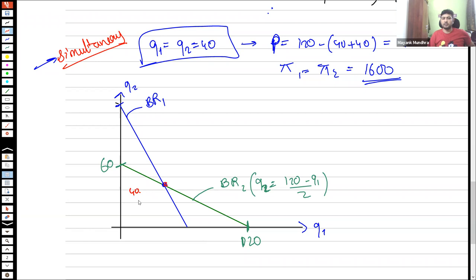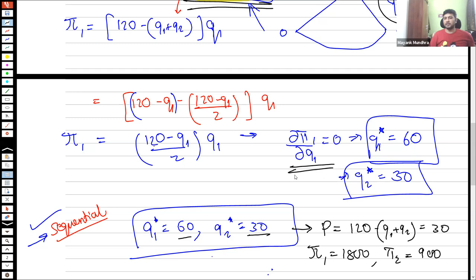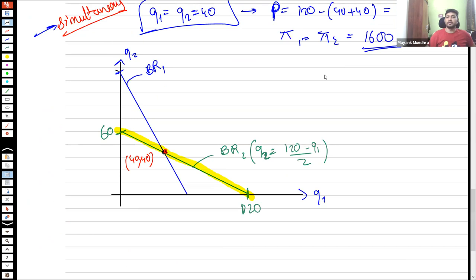in the case of sequential games. Now what's happening in simultaneous games is the best response of agent 2 is as it is, the same line that we have here. The second thing that we use is maximizing the profit of agent 1. So what we are going to draw is isoquants of order 1. They are going to look like this.